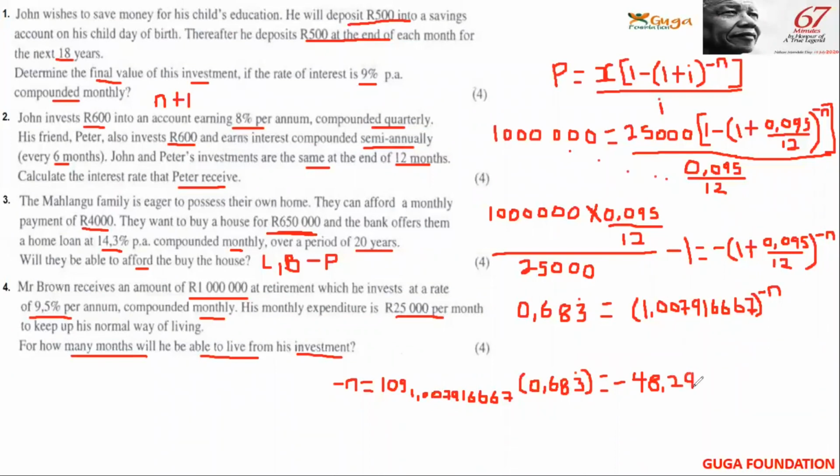Okay, so again both sides are negative, you can just divide both sides by negative. So therefore our n will be 48.29 months.